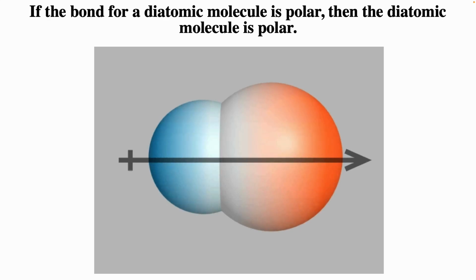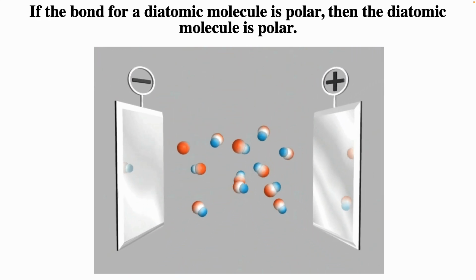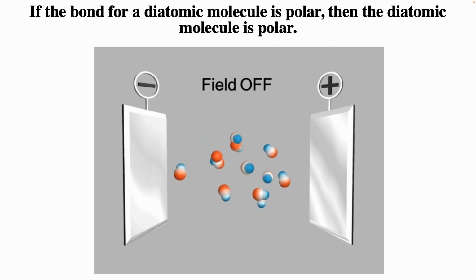shape. Note the polar arrows and the colors. If red indicates high electron density and blue indicates low, you can see that the F end of the molecule is much more negative than the H end, and thus HF is highly polar. Between two electric plates with the field off, the molecules lie every which way.